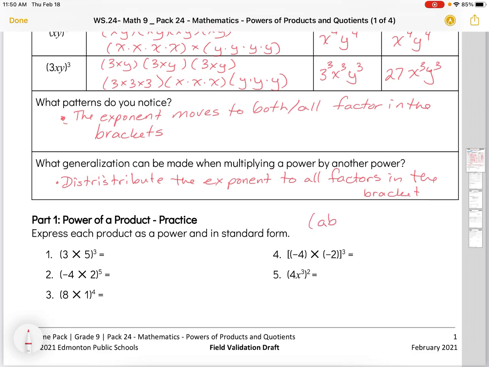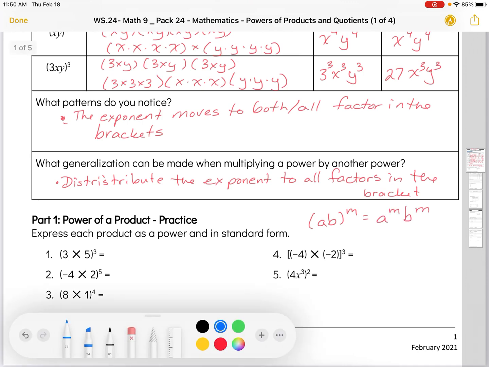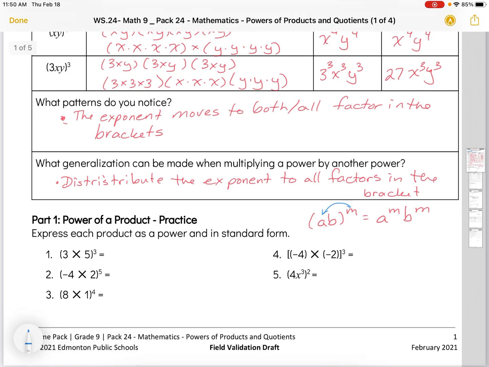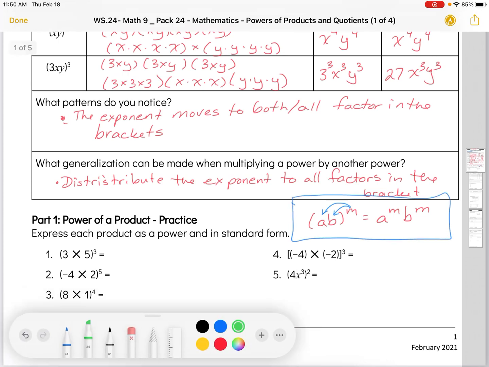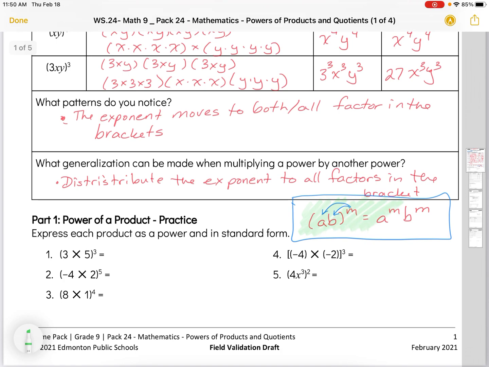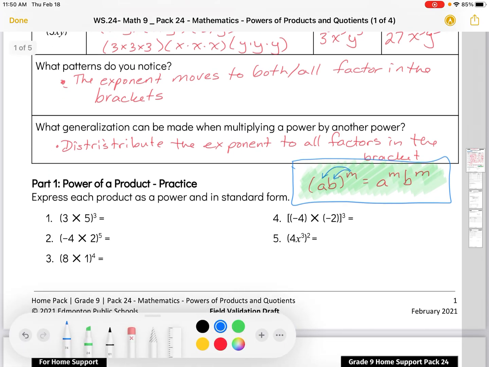Okay, so if we're writing this out like a rule, basically what we have is, if I have ab to the m, this is equal to a to the m times b to the m. So what happens is this m gets attached to both of those terms in the brackets, and that is our power of a product. Okay, this is our new law. Now, if it's a variable, you can't evaluate it, but if it's a number, you can. So that's kind of key there, right?